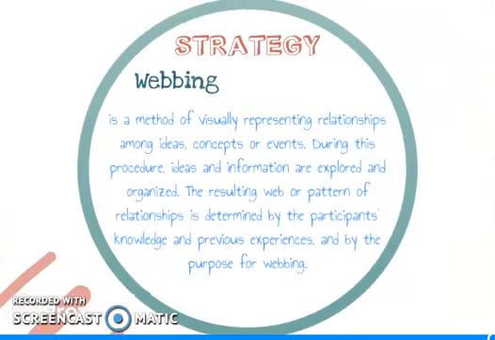And its strategy is webbing. It's a method of visually representing relationship among ideas, concepts, or events. During this procedure, ideas and information are explored and organized. The resulting web or pattern of relationship is determined by the participants' knowledge and previous experiences and by the purpose of webbing.